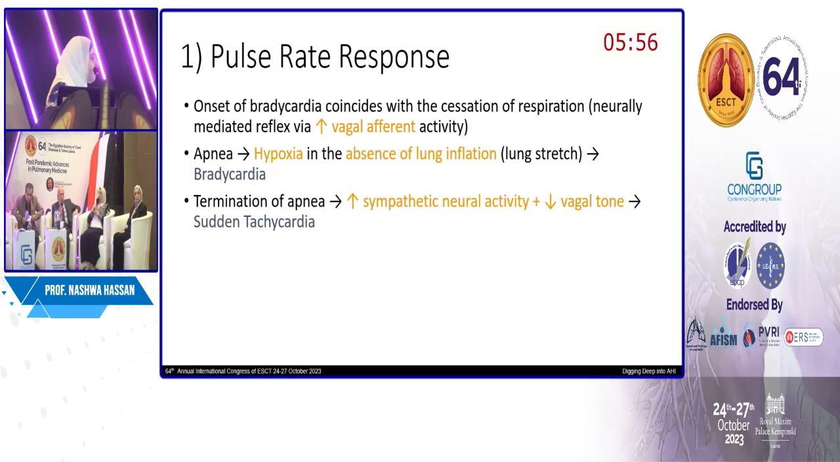When looking at the polysomnography parameters, the apnea-hypopnea index and hypoxic burden are all important, but we should also look at the cardiovascular response to apneas and hypopneas. Some parameters are very important. One of them is the pulse rate response.